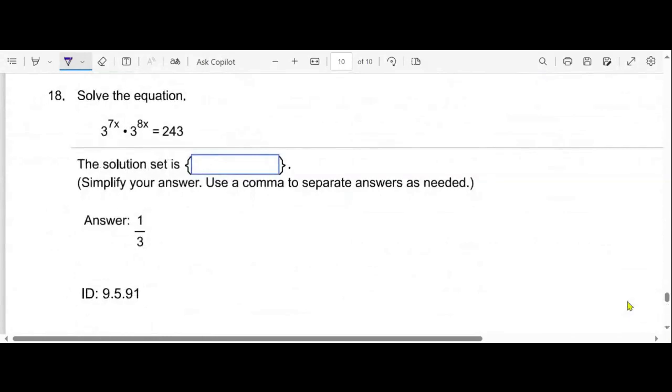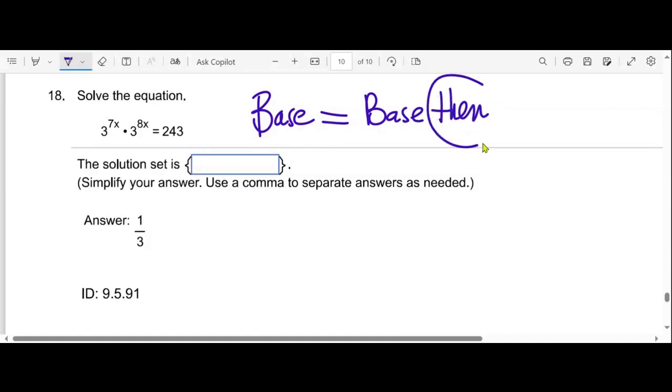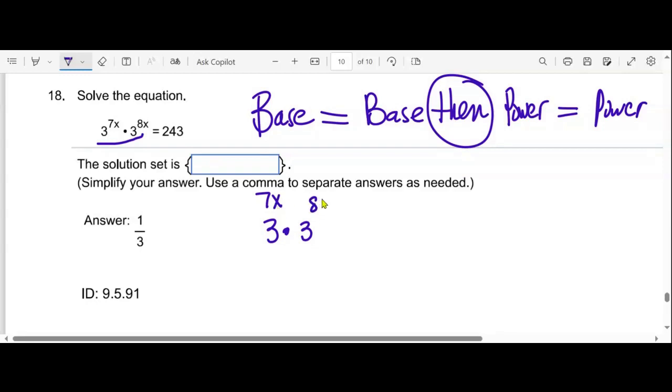Let's go to the last one, number 18. Solve the equation. 3 to the power of 7x times 3 to the power of 8x equals 243. Now remember, when you have base equal base, then what happens to the exponent? Then what happens? Power equals what? Power. Now, look at the base. We have the same base here, right? So 3 times 3, and you have 7x, 8x.